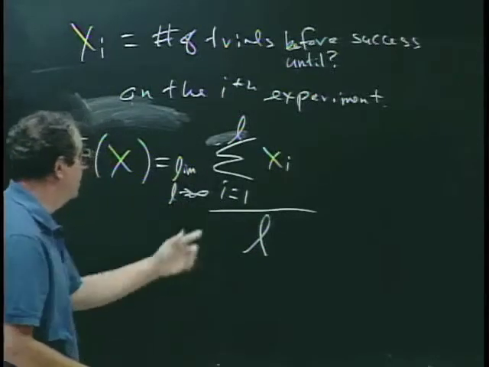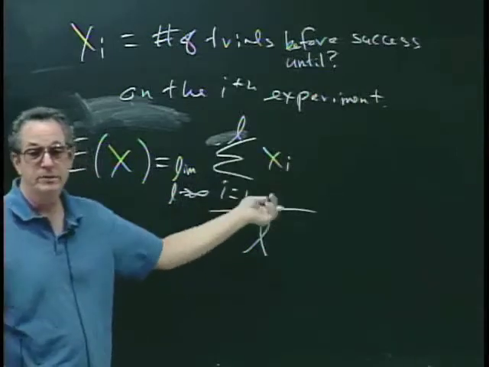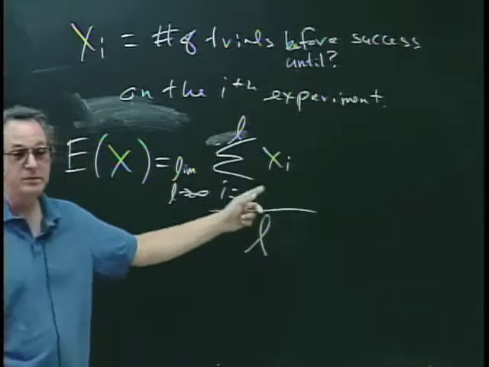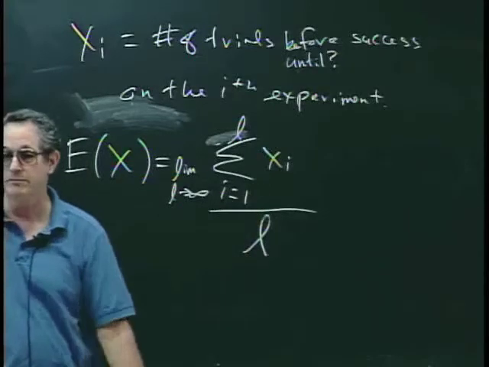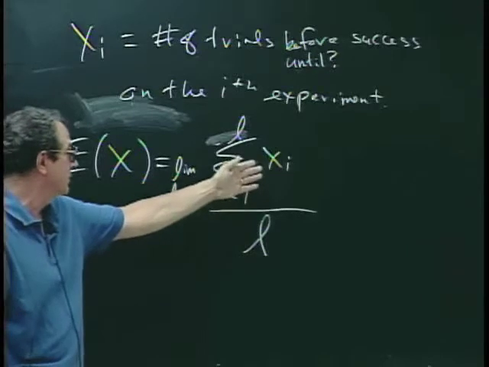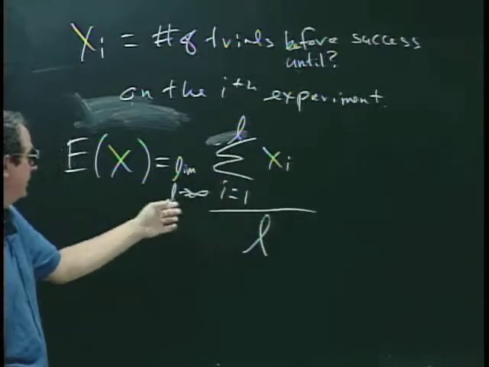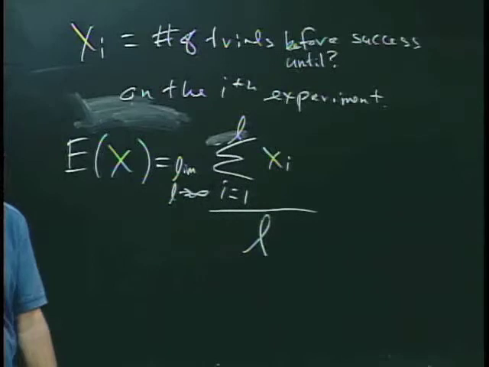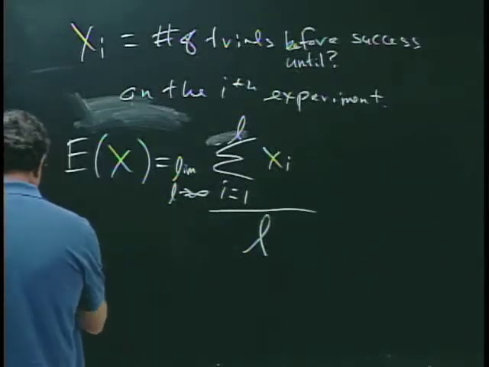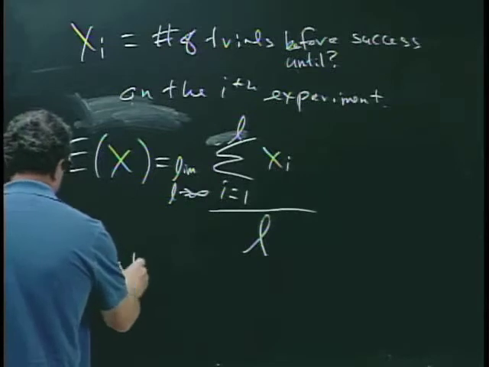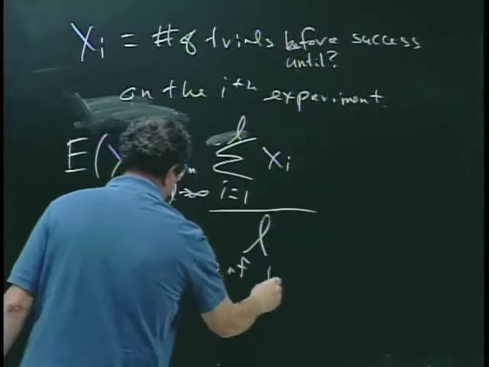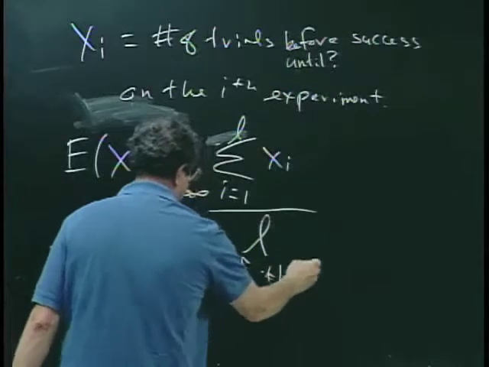So we're just saying, I'm going to keep doing these experiments over and over and over again and take the average number of flips, the number of trials that I'm doing, and take that limit as L goes to infinity, and this is the expected value of the geometric distribution.